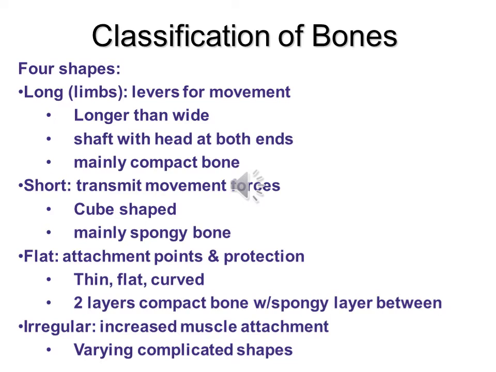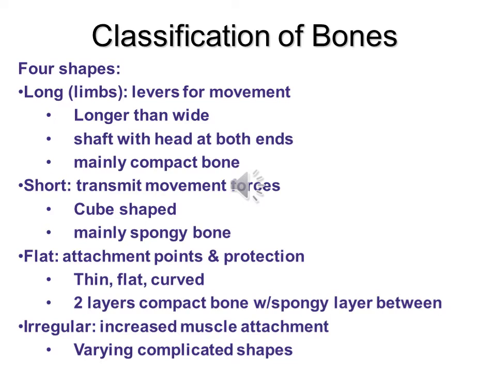We have our flat bones, which are broad, flat, usually curved bones. They serve for muscular attachment or for protection. Things like the scapula, your cranial bones, the sternum, the costals, right, so ribs. These would be your flat bones. They have 2 layers of compact bone with a layer of spongy bone in between them.